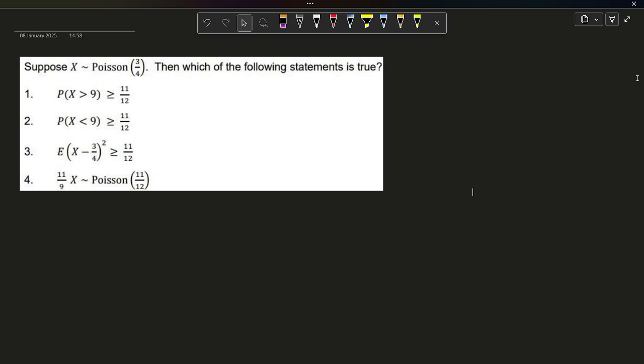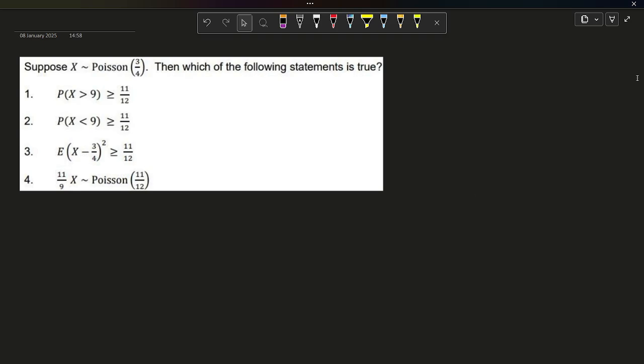We are doing some questions about statistics. This question is about Poisson distribution. The question tells us that suppose x is approximated by the Poisson 3 by 4, then which of the following statements is true? Option 1 is telling us that probability of x greater than 9 is greater than or equal to 11 by 12.